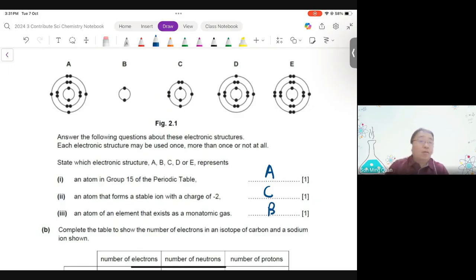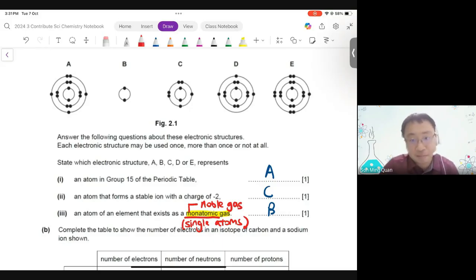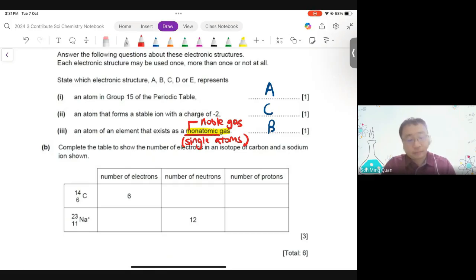I think only maybe the last one is slightly harder because you may not know what's a monatomic gas. Monatomic means monoatomic. Monoatomic means single atoms. This gas exists as single atoms. That means the atoms do not bond. What kind of elements do not bond? Monatomic means it must be a noble gas, unreactive. So which one is a noble gas? B, because that's helium. So you can see, once you write out the element's name, pretty much it's quite straightforward.